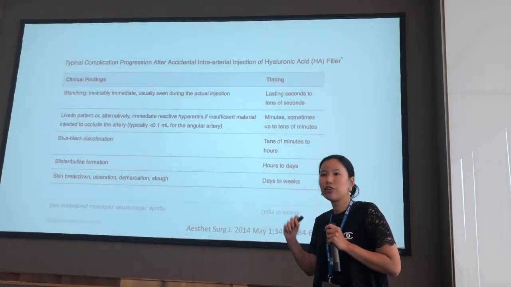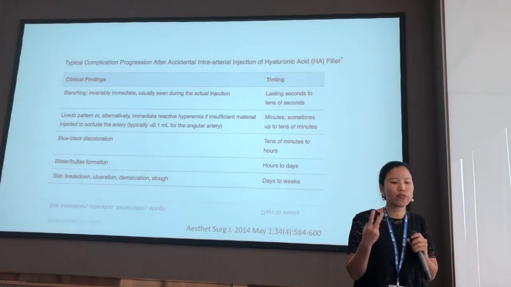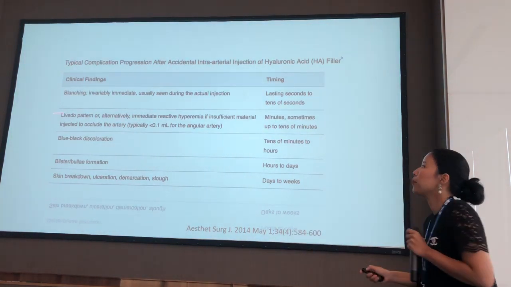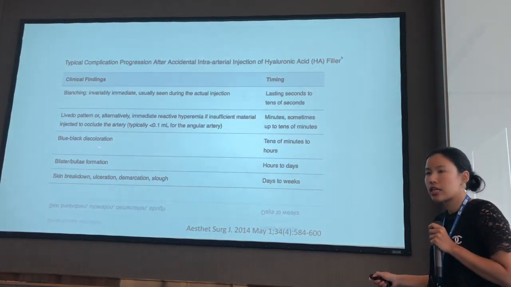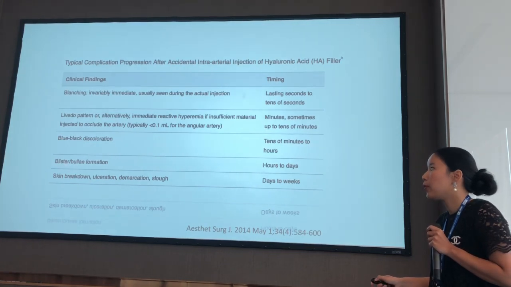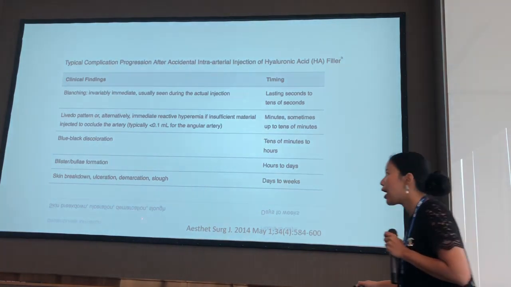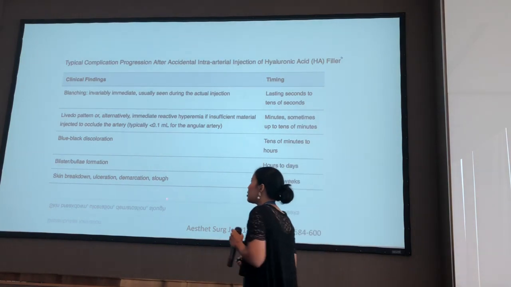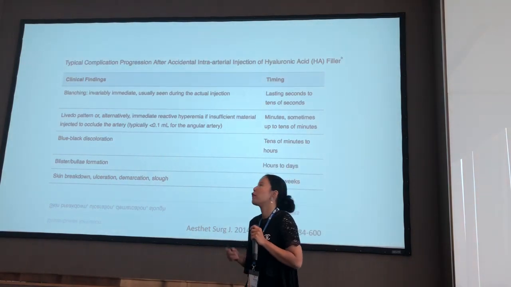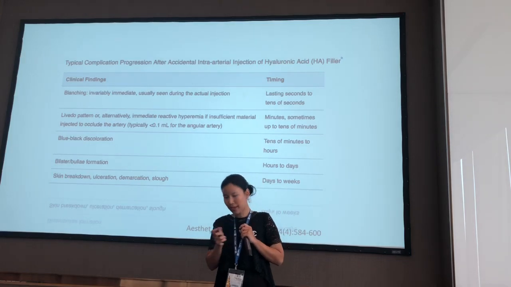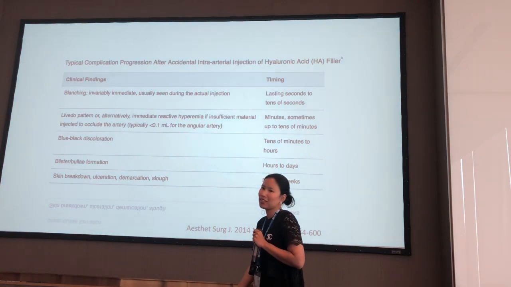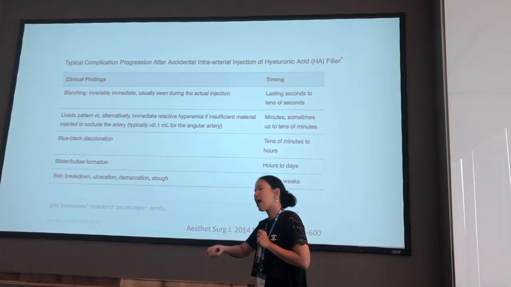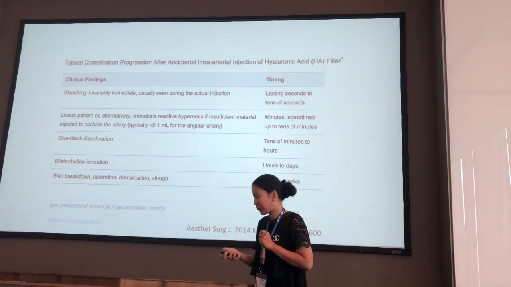And these are the clinical findings of vascular complication from phase to phase. It starts with blanching, then livedoid pattern, then blue-black discoloration, then blister or bullae formation, then skin breakdown, ulceration, demarcation, slough. So for me, I will be very happy if you detect your patient at only the first 2 phases, only the early phase, blanching and livedoid phase. And so we can have a prompt treatment with better prognosis.